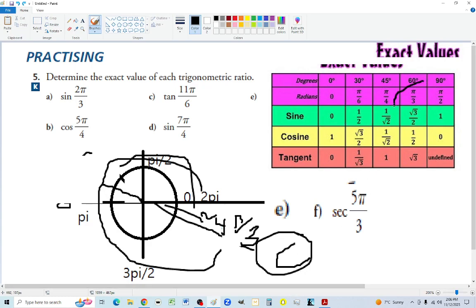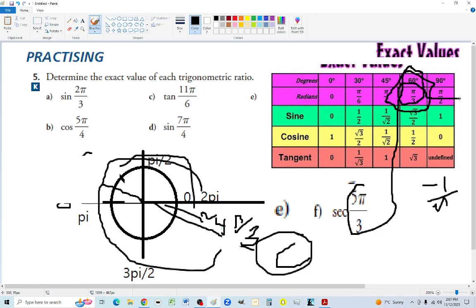And just to do them all, we're talking about pi over 3, so sine will be negative square root 3 over 2. It'll be negative 2 over square root of 3 for cosecant. Cosine of this angle is a half. Secant of this angle is 2 over 1. Tangent is negative square root of 3, and cotangent is negative 1 over square root of 3 for this angle, because it's all the same.